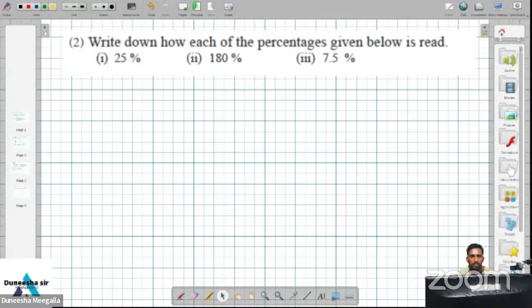Then what is the first one? Can you tell me? 25%. Second one? 180%. Yes, 180%. Third one is 7.5%. Yes, 7.5%.